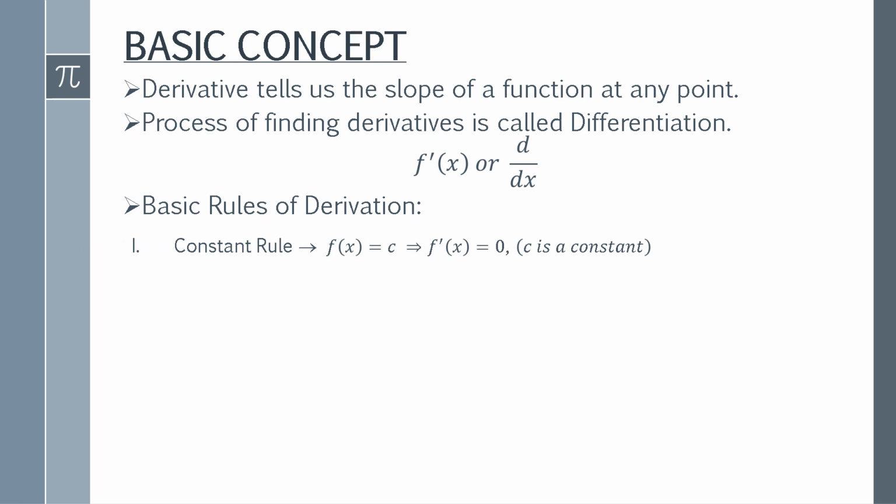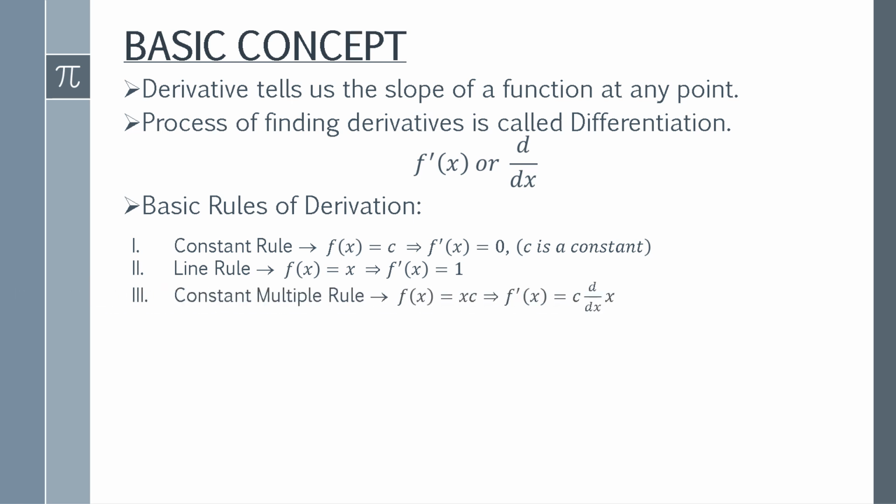The constant rule denotes that the derivative of a constant is 0. As you can see here, c is a constant. The line rule denotes that the derivative of x is 1. The constant multiple rule is similar to the product of the above two rules. The constant is taken out of the derivative and the derivative is only applied for x. Then the derivative of this equation becomes the constant itself.